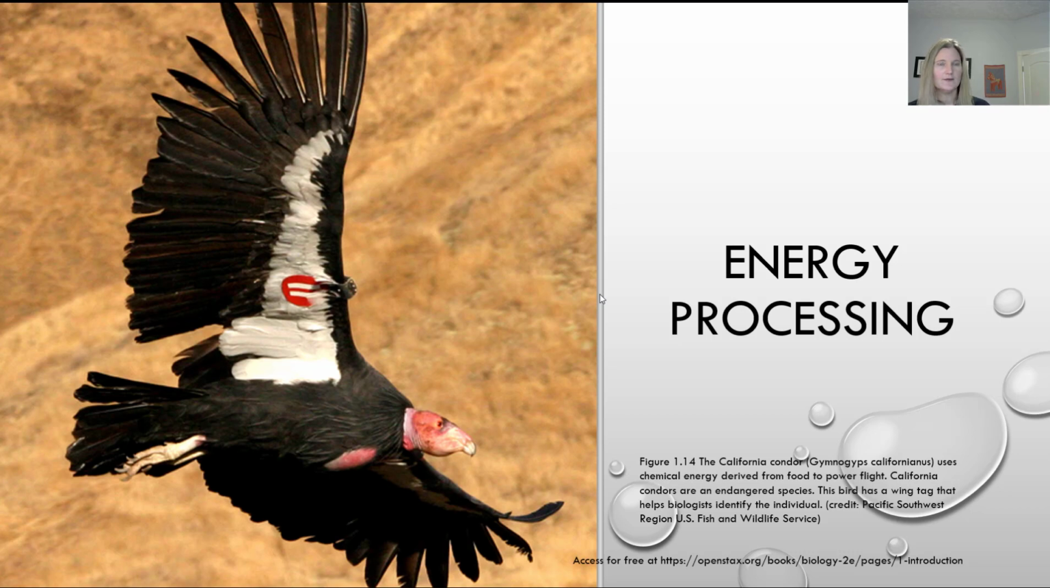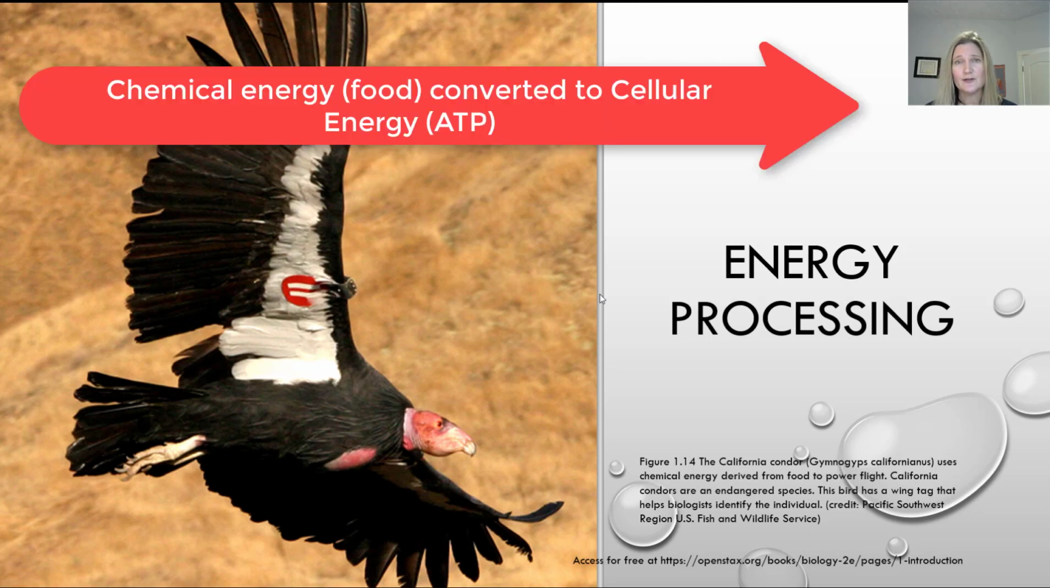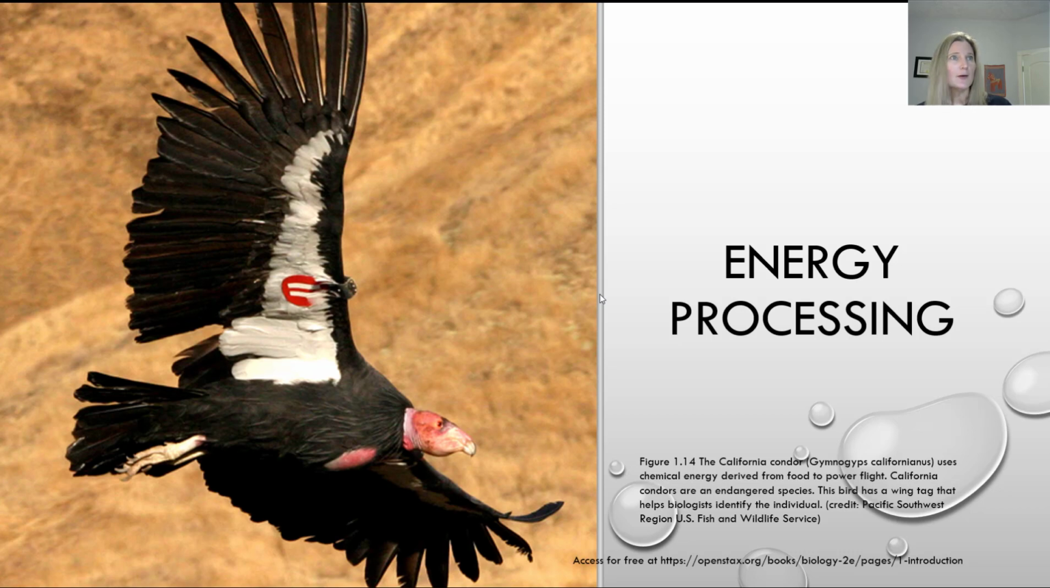It actually came from another living thing, a plant, animal, whatever you're eating for breakfast. But that is a form of energy that then gets broken down. And that chemical energy that we've taken in through our diet can then get converted to another form of energy known as cellular energy, ATP, which is the energy that our cells use. So that transfer of energy, we're converting it from a chemical form to a cellular form. So that's processing energy.